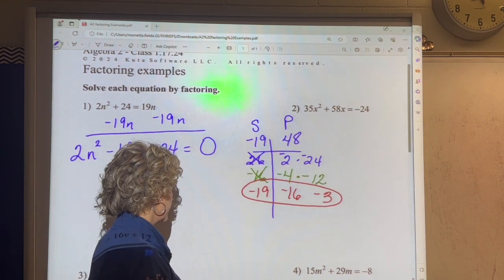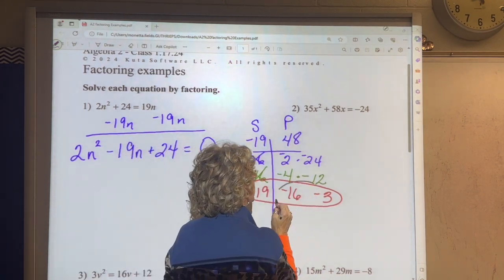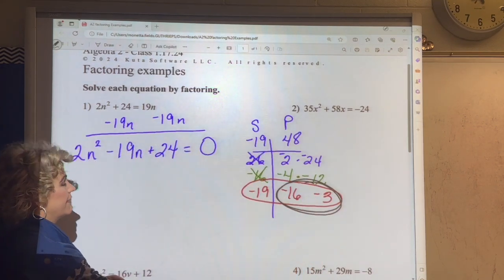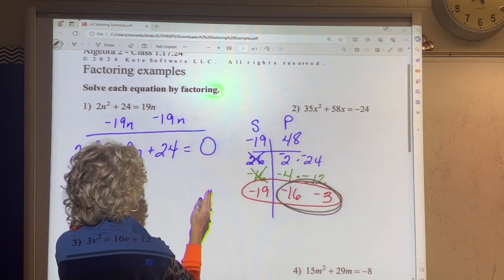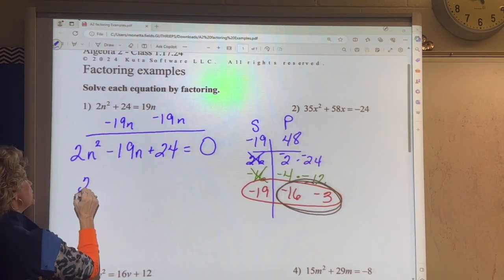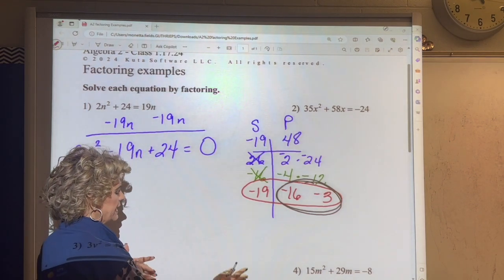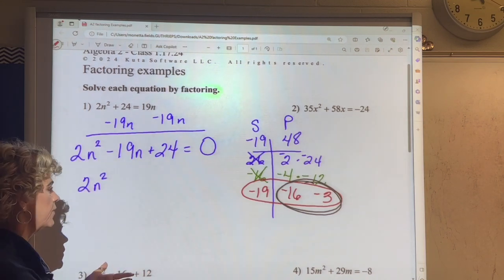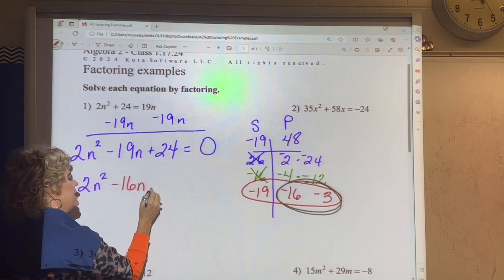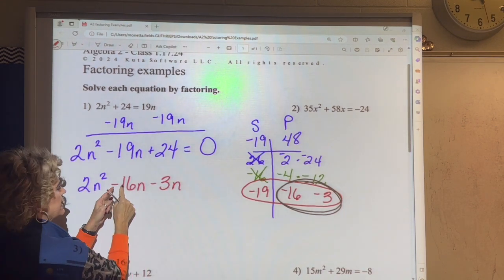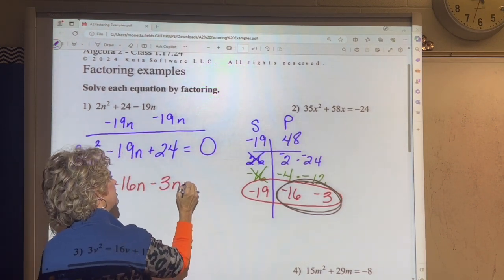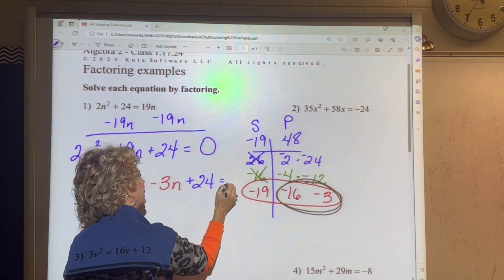Now, we've done all of this. From this point, we take our product and we replace our linear term. That's what we do. So we're going to rewrite this, replacing my linear term. So I have 2n squared. If I'm replacing the linear term, and it doesn't matter which one I use first, I've got my negative 16, negative 3. So I have a negative 16n minus 3n, because a negative 16n minus 3n is a negative 19n. Then plus 24 equals 0.